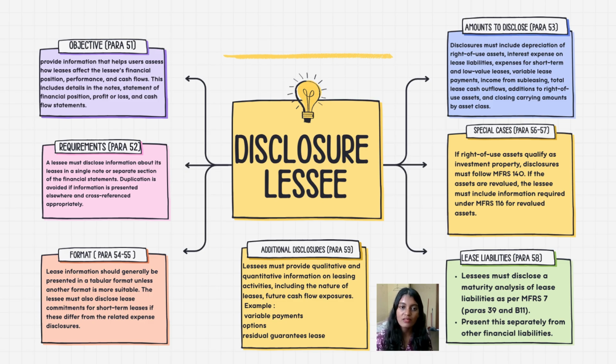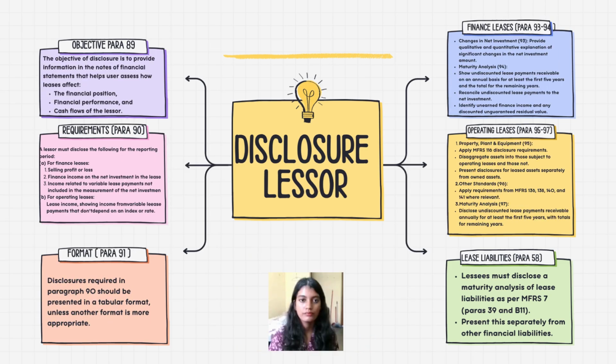Under paragraph 56 and 57, if right of use assets are investment properties, follow MFRS 140. If revalued, follow MFRS 116. Paragraph 58 requires lessees to show a maturity analysis of lease liabilities as stated in MFRS 7 and it must be shown separately from other financial liabilities.